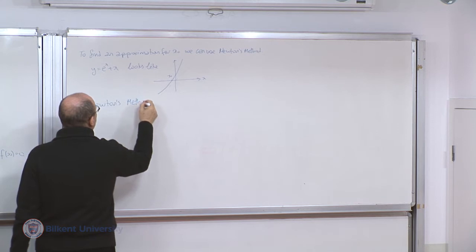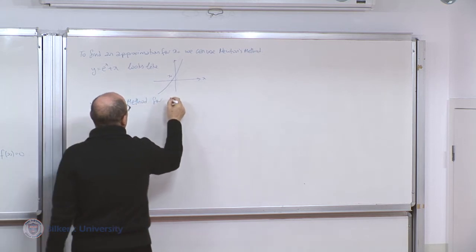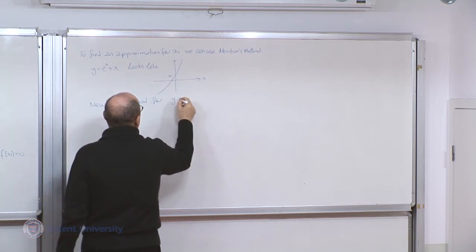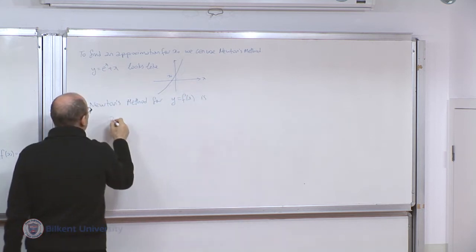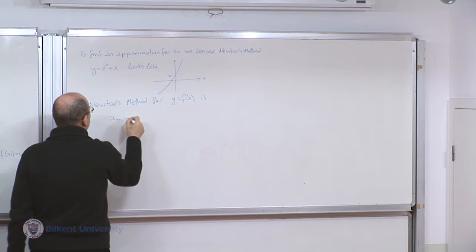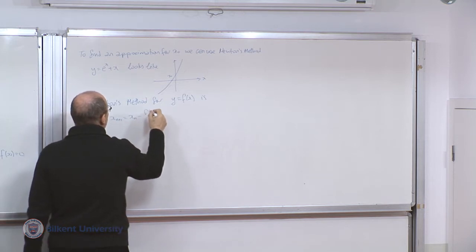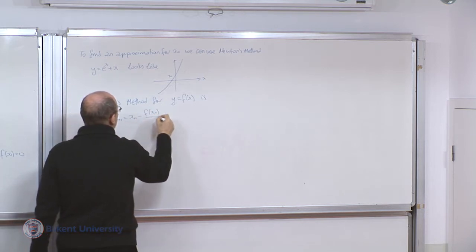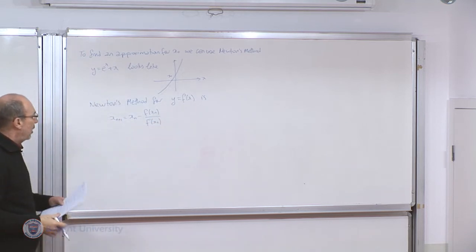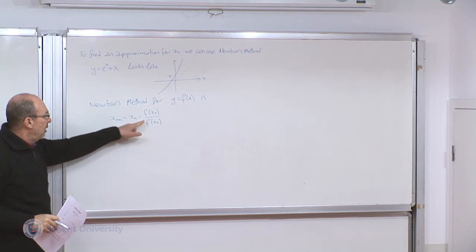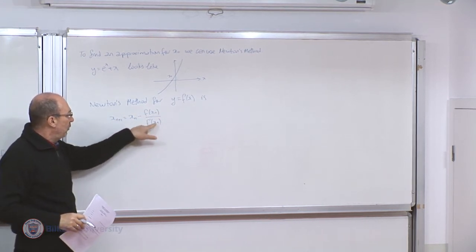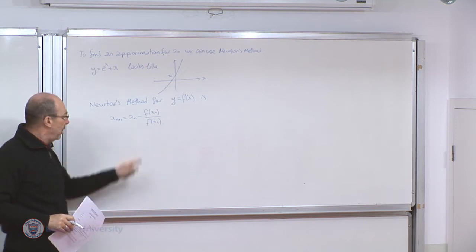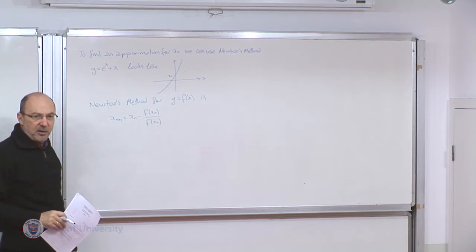Newton's method for y equals f of x is, you consider a sequence x_{n+1} equals x_n minus f of x_n divided by f prime of x_n. Okay, you start with a guess, and then this is the x-coordinate of the point where the tangent line at this point intersects the x-axis.